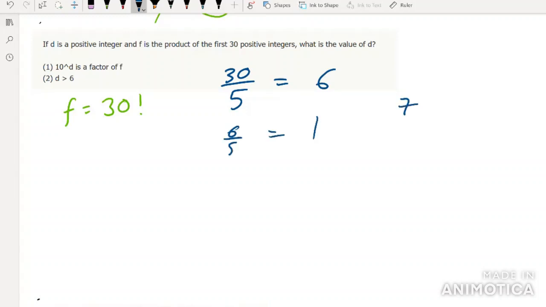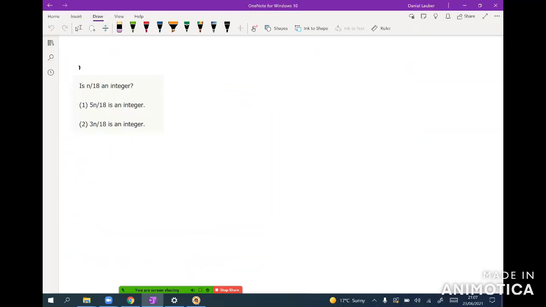So that's 7. So d is less than or equal to 7, because we know that 10 to the d is a factor of f, so the most we can have is 7. But that's all it's told us so far. So that alone is not enough. d is greater than 6 on its own is clearly not enough, but both of them together, d is greater than 6 and less than or equal to 7, well then d is equal to 7. So together that's enough.